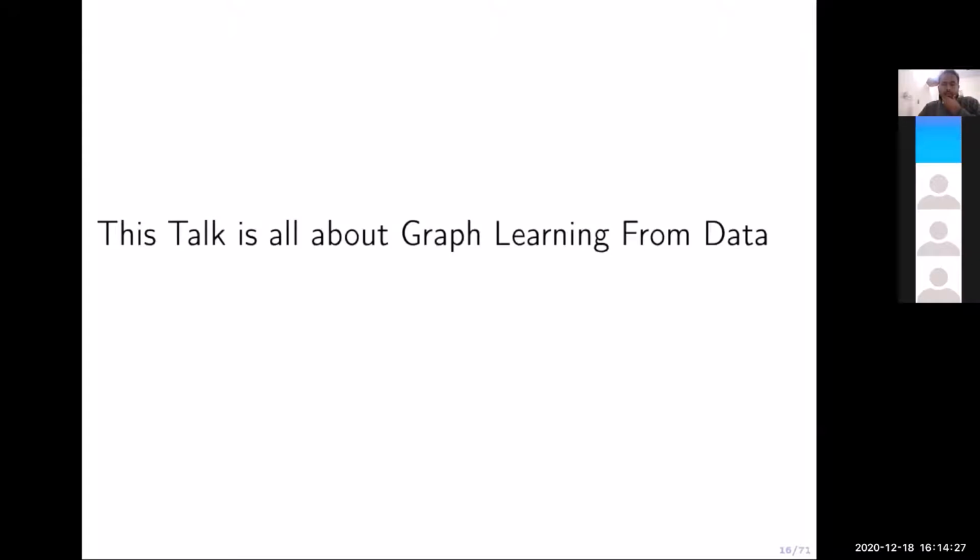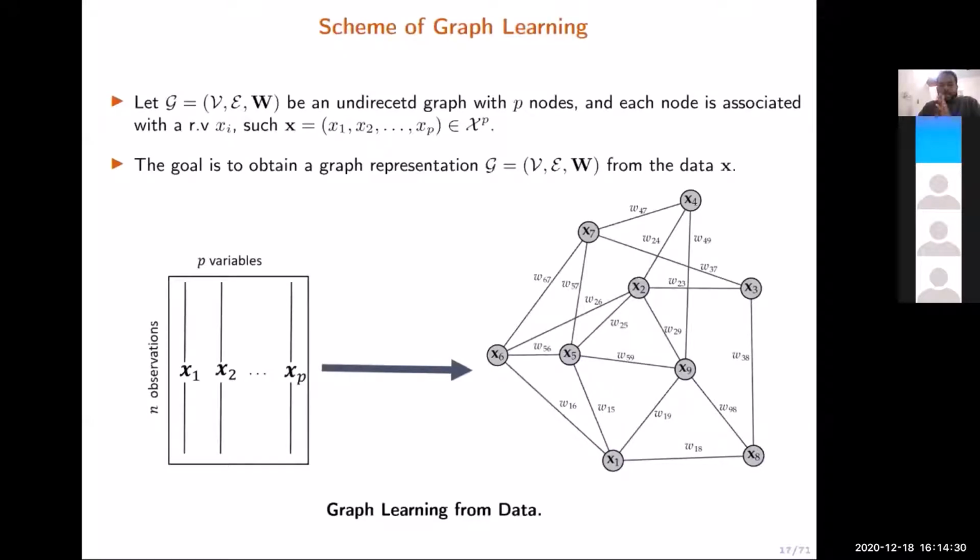Let's define formally what we mean by graph learning from data. Given a data matrix where we have n observations and p variables, the number of nodes is p, and corresponding to each node we have n observations. Based on those observations, we want to build the connectivity pattern, whether two variables are dependent or not. This is the whole setting of graph learning from data. Given a data matrix, we want to build a data structure of V, E, and W form, where V is the set of vertices that we already know. We want to figure out the edges and the strength of the connections.